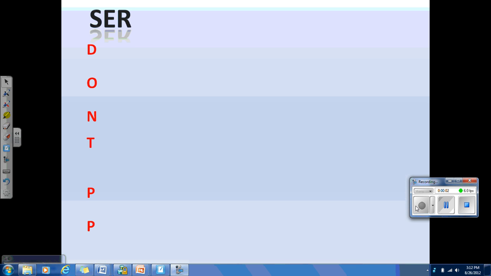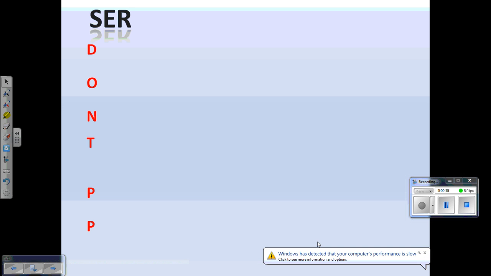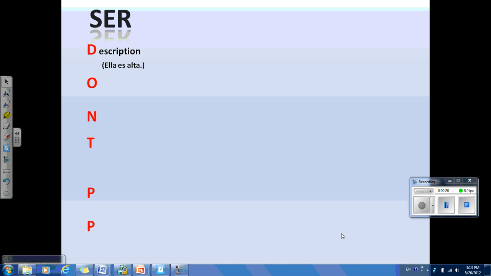Today you're going to be reviewing the uses of to be, which is ser, estar, and also some tener expressions. So on your note sheet, you're going to have ser first, which is DON'T PP, the acronym that will help you remember when you should use ser. With DON'T PP, the D stands for description. Write that down, description, and then write the example down as well on your sheets. Ella es alta is describing her.